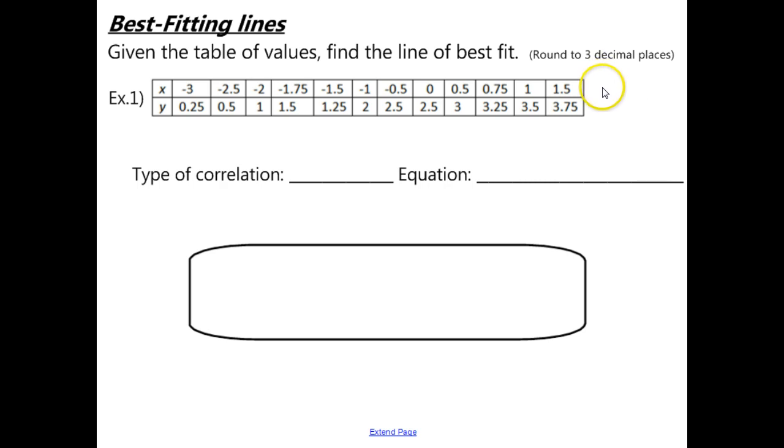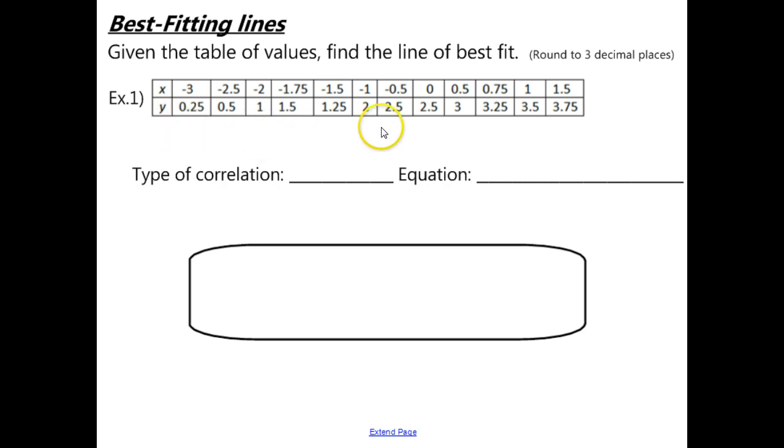Since we're talking about scatter plots and the plots don't line up perfectly on a straight line, we want to be able to find the best fitting line. So given each table of values, we need to find that line of best fit rounded to 3 decimal places.